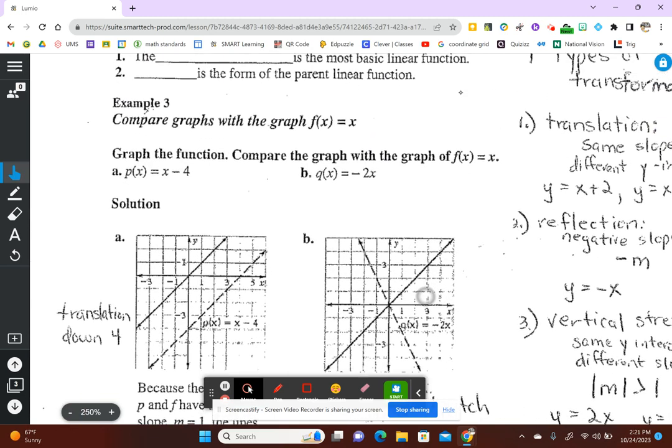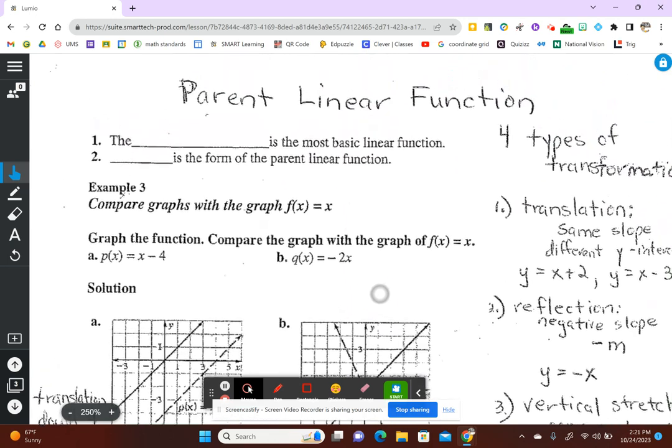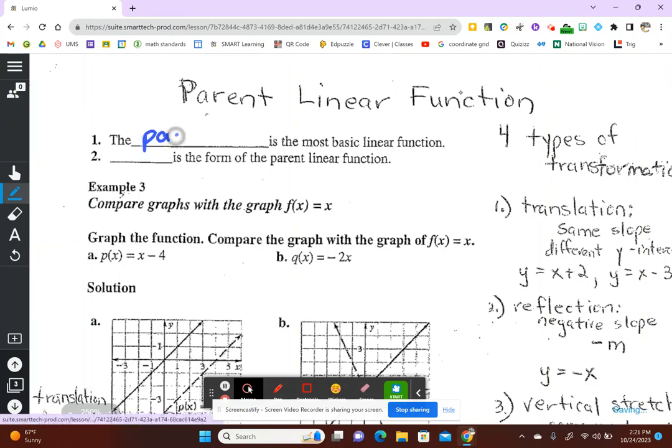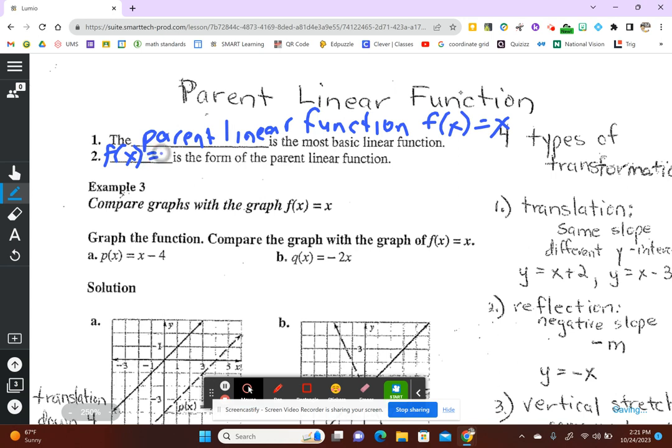So now here, this says, okay, what do we call the most basic linear function? That is called the parent linear function, is the most basic. And the most basic one is f of x equals x. And blank is the form, so that's where they're going to say f of x equals x is the form of the parent linear function.